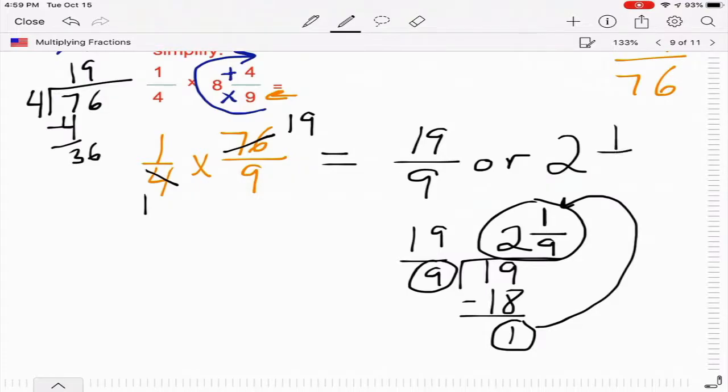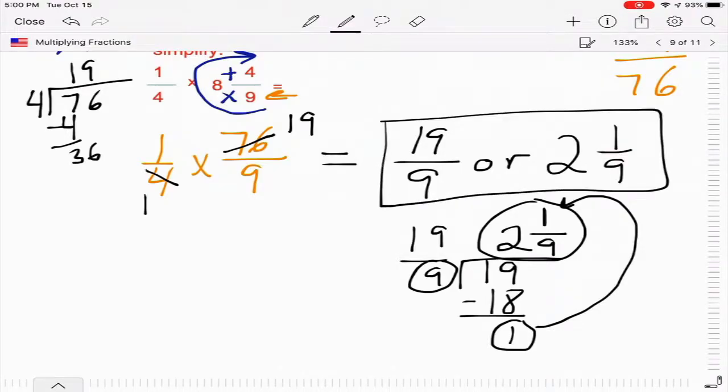Either one I will accept. Understand though, you still need to be able to reduce. I just don't care if it's improper or if it's a mixed number. I'll accept either one. Now go ahead and finish the rest of this and then call me over to check it.